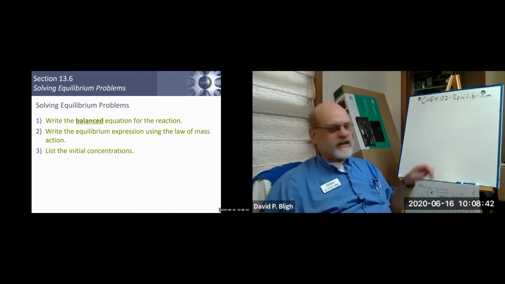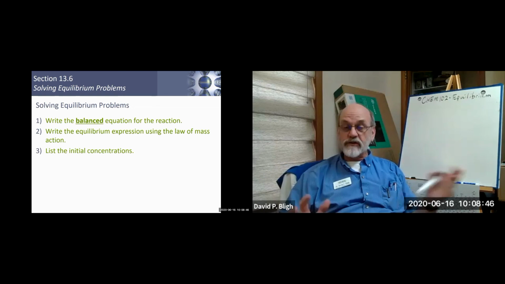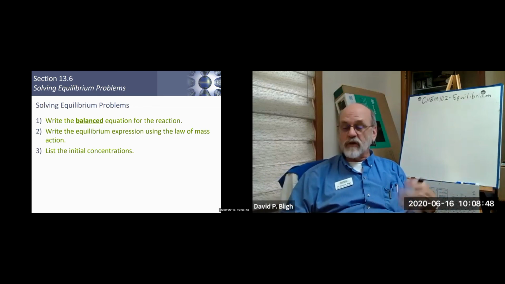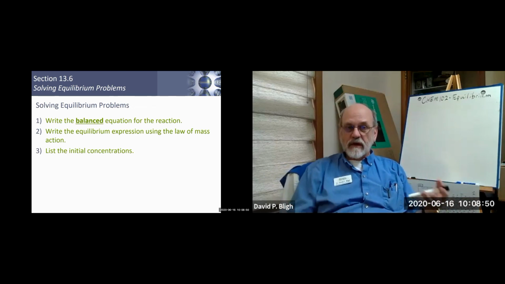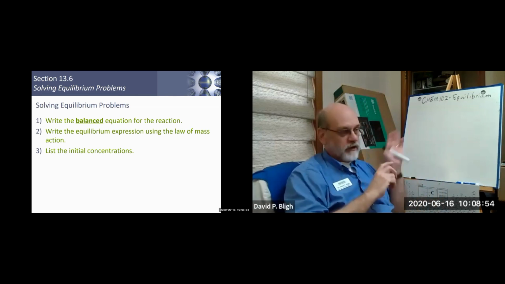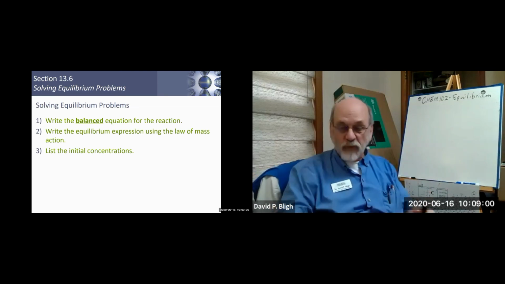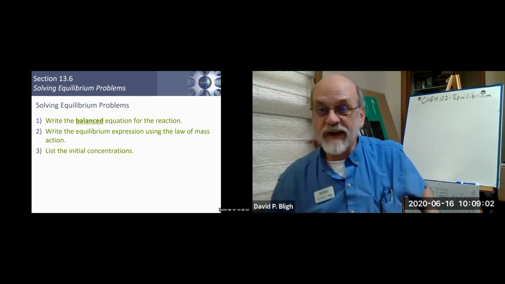So list the initial concentrations, right? Why do we need to know that? Well, you've got to start somewhere. Plus, if you know the initial concentrations, that tells you which way the reaction is going to move, toward products or toward reactants. And that's important when we start choosing our unknown values.